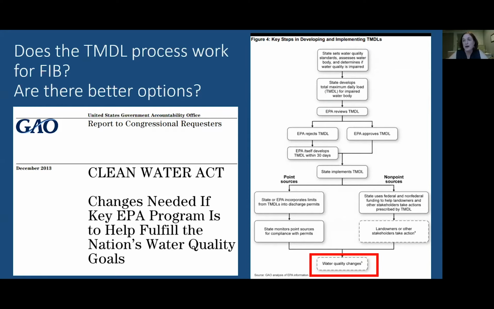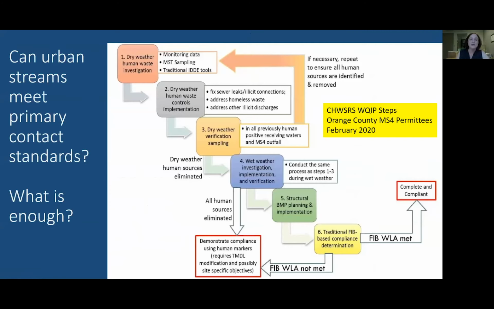Particularly since bacteria is unique in that it's a moving source with legs, you know, that walks around your watershed, and with these sources we may not get to attainment of standards through a traditional TMDL process. And again, along those lines, can urban streams meet primary contact standards, and what is enough? And I think that some of the thinking that's occurring in California right now, focusing first on human waste sources, is a really good approach.